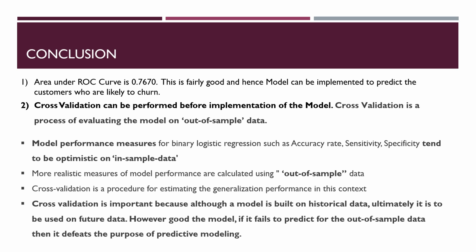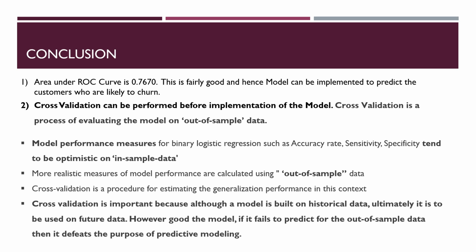Cross-validation is a process of evaluating the model for out-of-sample data. The model performance measures for binary logistic regression, such as accuracy rate, sensitivity, specificity, tend to be optimistic on in-sample data. More realistic measures of the model performance are calculated using the out-of-sample data. So cross-validation is a procedure for estimating the generalization performance in this context.